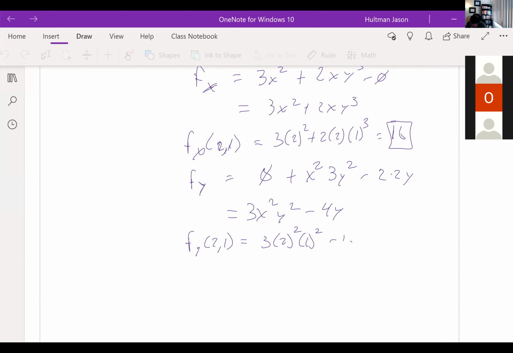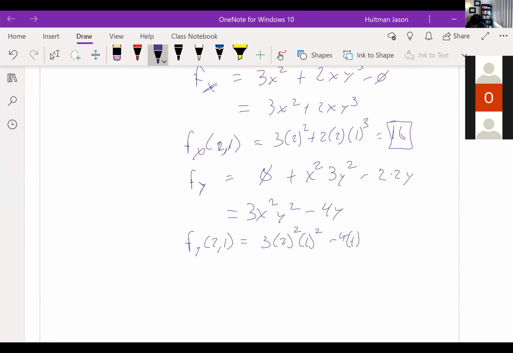Okay, so we're going to do 4 times 1. So this is going to be 12 minus 4, which is 8. Okay, so this equals 8. Professor, I have a quick question. Yeah. Shouldn't the 3 be next to the y? For the second line from the bottom? No, because I just pulled it out in front. Oh, okay, I see. I just put it in alphabetical order. Okay, so that's equal to 8.